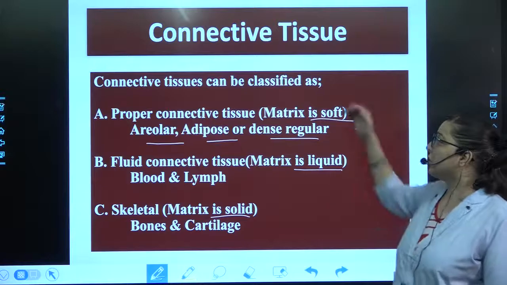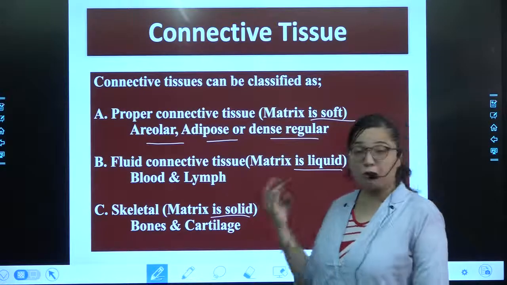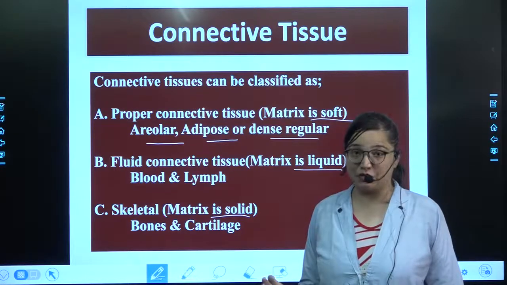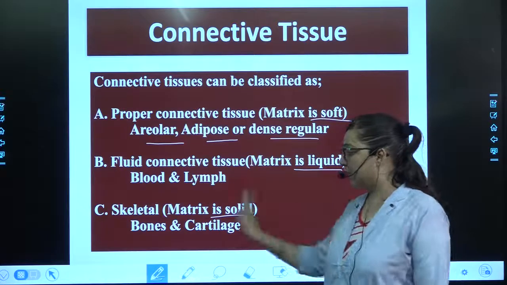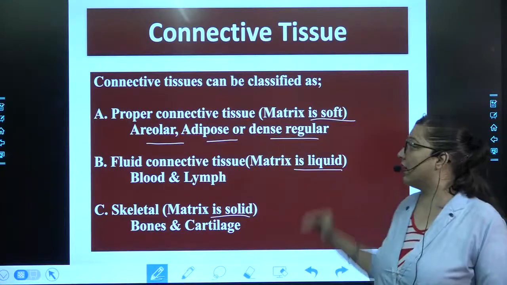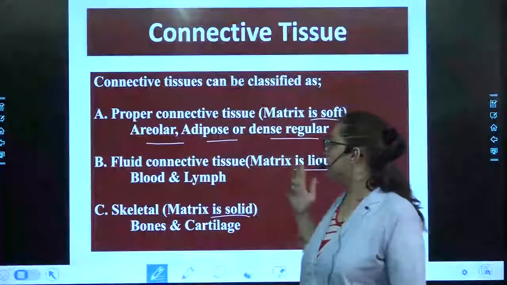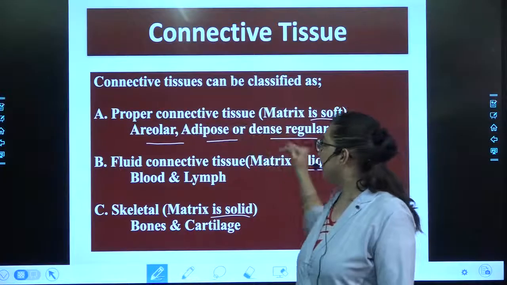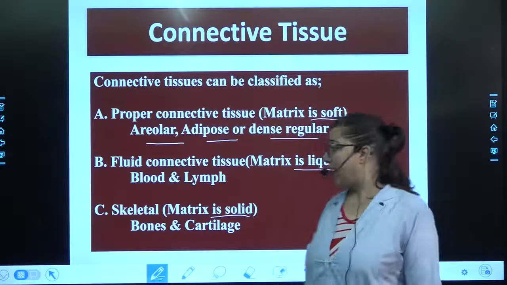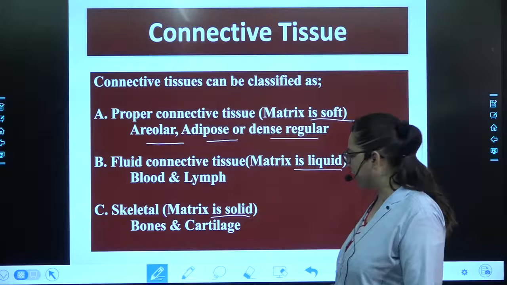Okay. So tissues are classified into basic 3 types. First one is proper connective tissue, fluid connective tissue, skeletal tissue. In skeletal you are having bones and cartilage. Fluid is blood and lymph. This is proper. Proper is areolar, adipose, and dense regular. Even dense regular is further divided as tendon and ligament. So this is about its classification.